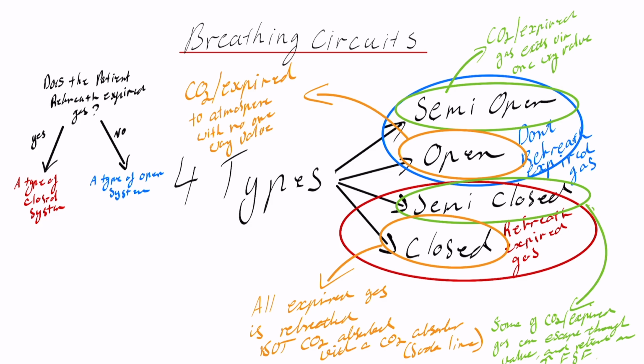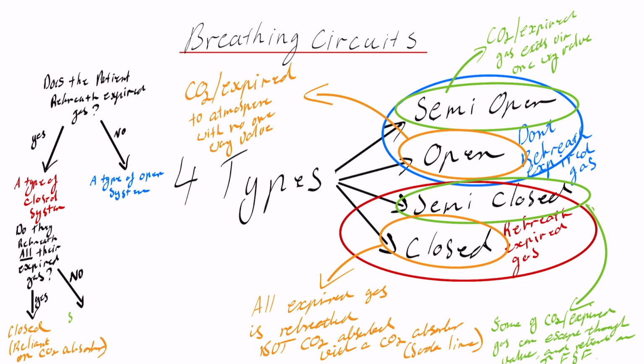If your response was yes to the first question, so it's a type of closed system, the next question you would ask is, do they rebreathe all their expired gas? And it can either be yes or no. And if the answer is yes, it's a closed system, which is reliant on CO2 absorbers. And if the answer is no, it's a semi-closed system, which is reliant on increased fresh gas flow to remove CO2.